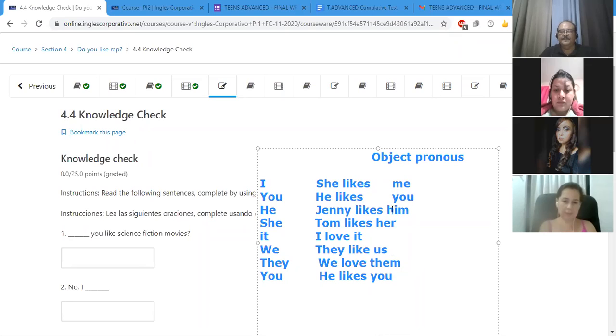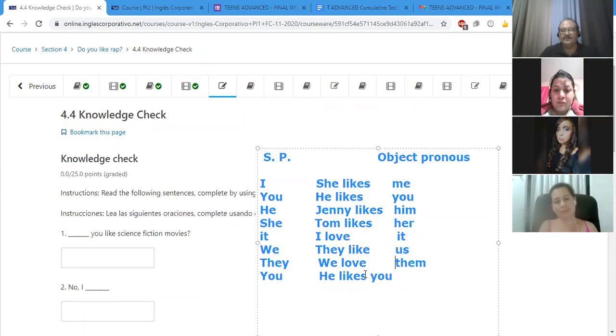Okay, this is where you have to remember that these are subject pronouns, and these are object pronouns. The object es donde cae la acción, right? So we have it. When you say I love it, it can be a dog, it can be your car, it can be your house, it can be a song.